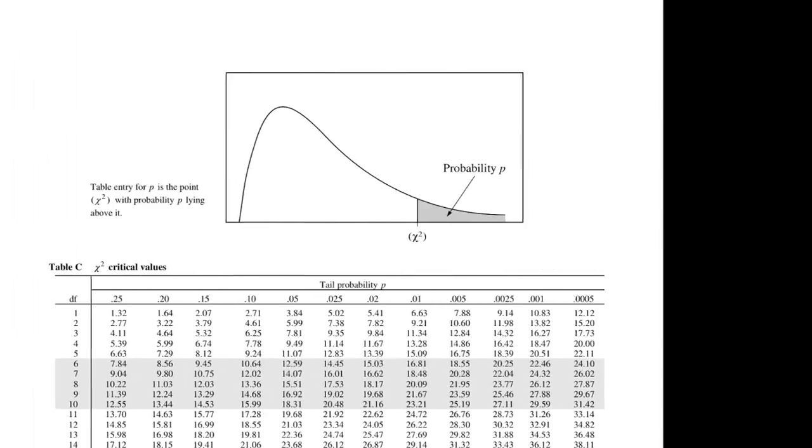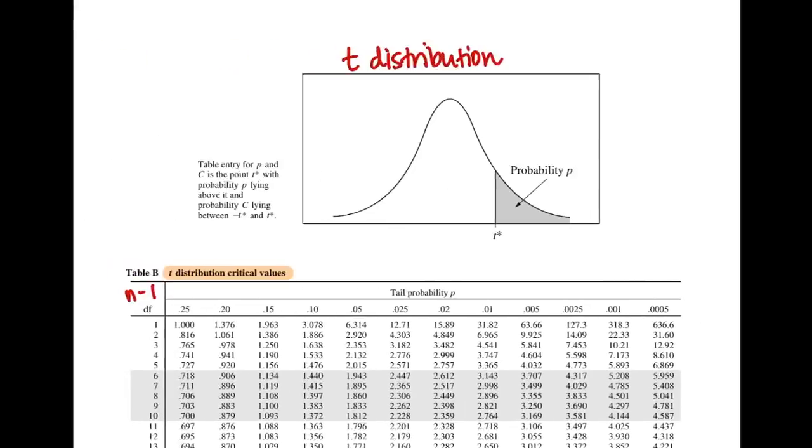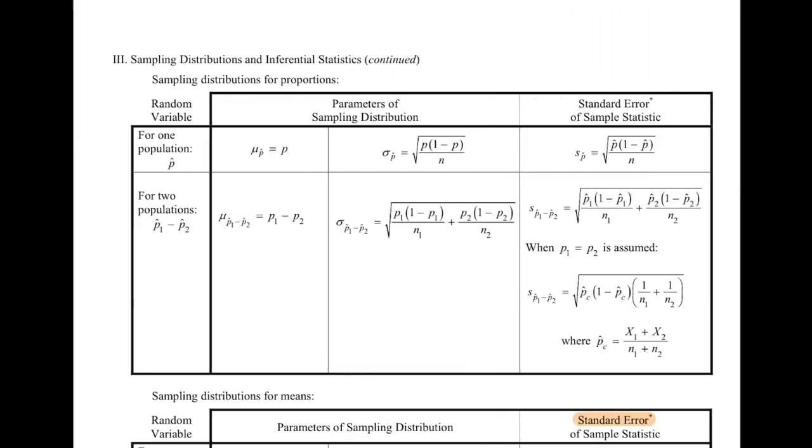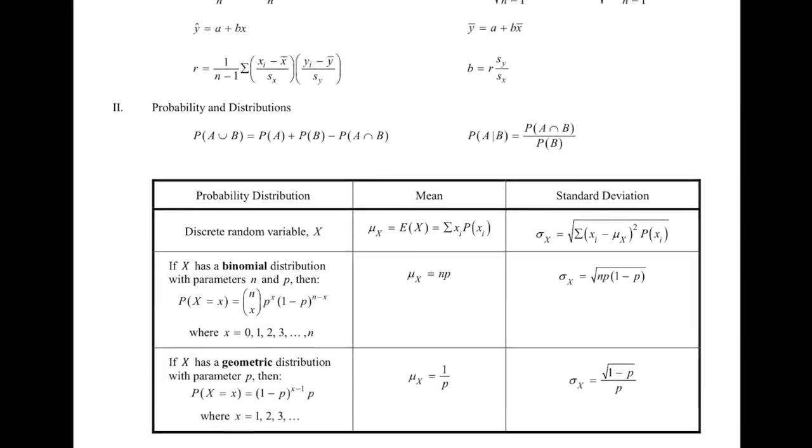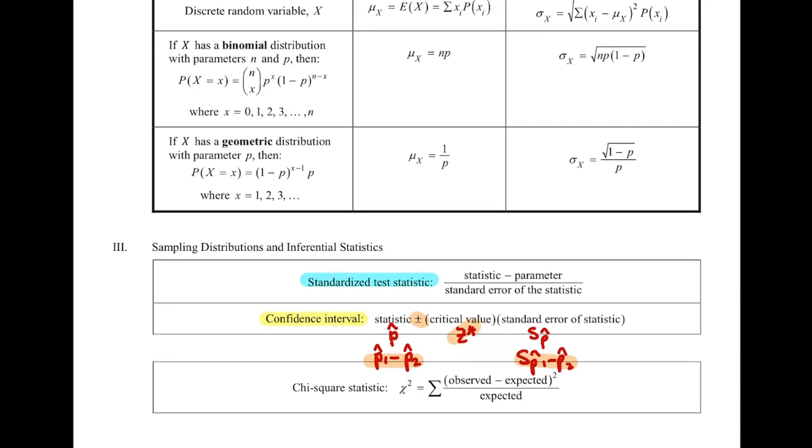So here's the formula again for the standardized test statistic. We have statistic minus parameter. Sorry if this is giving you any whiplash. One more. There we go. It's delayed. Okay, so we have statistic minus parameter over standard error of the statistic.